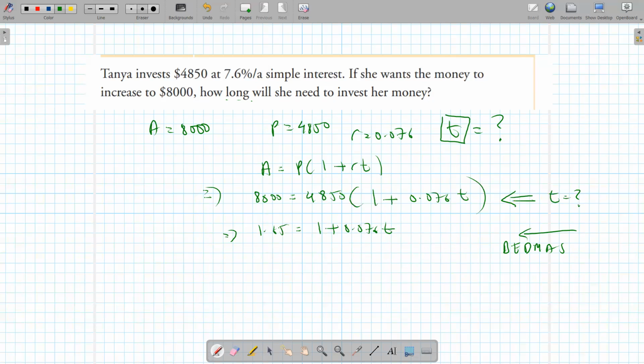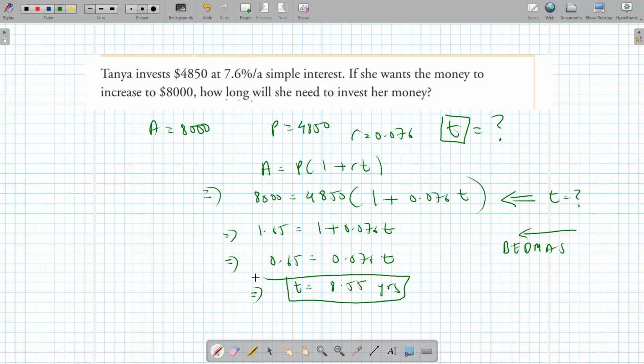We're trying to solve for T. You subtract the 1. Yeah, that's right. What's next? You divide. So 0.65 divided by 0.076. So the time is going to be 8.55 years.